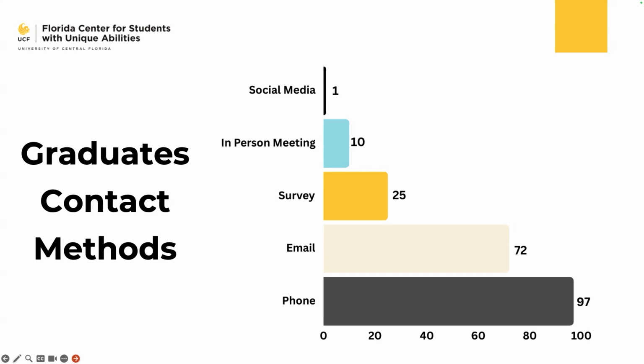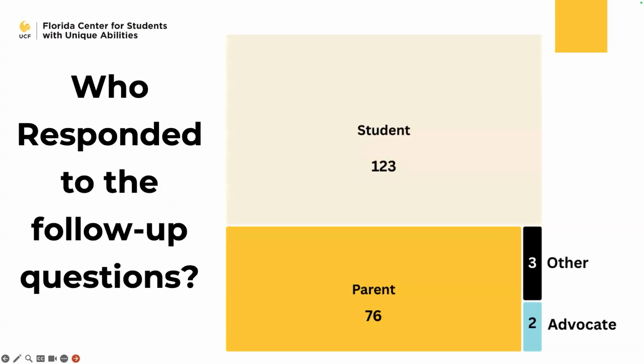So who is responding to the follow-up questions? Majority of the students are responding. So we have some parents responding, and then there's three others, and that was a caretaker, a guardian, and a sister. So, we can get the information any way we can.